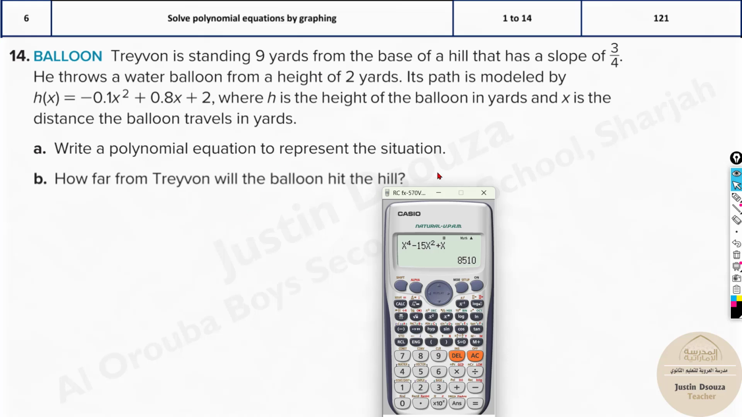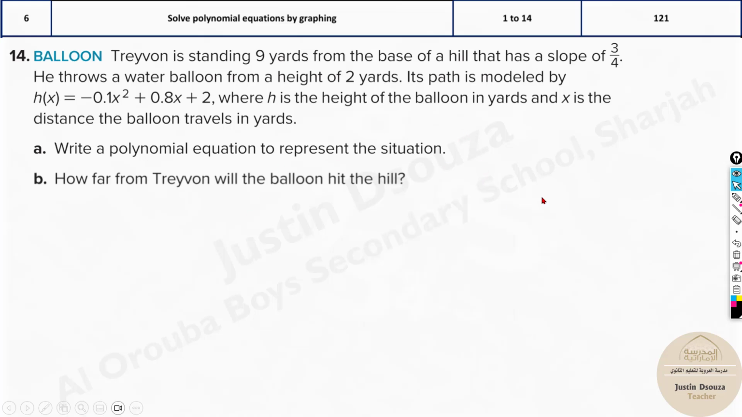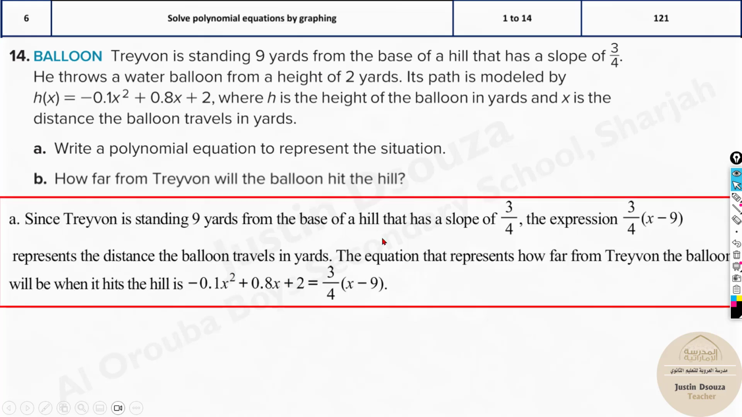And over here, again, similar to what we have done a while ago. See, polynomial equation over here, they have told height is 2 yards and everything is given, standard forms. So let's look into this. Trevor is standing 9 yards from the base of a hill that has a slope of 3/4. He throws a water balloon from a height of 2 yards. Its path is modeled by this equation, where h is the height of the balloon in yards and x is the distance of the balloon in yards. Now what you need to do is write the polynomial equation.